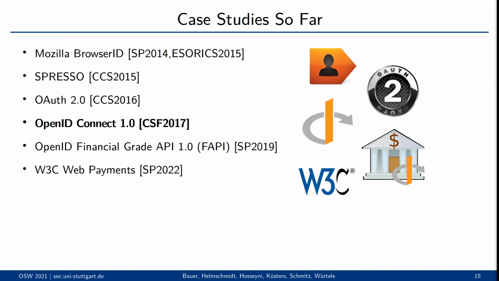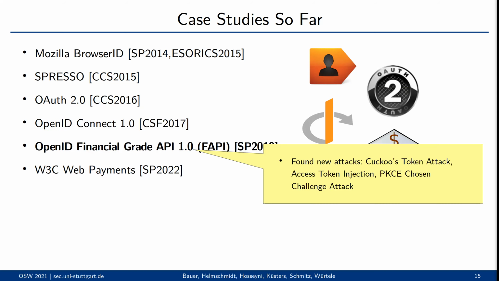Then our group analyzed OpenID Connect, and we were able to prove that the protocol is secure. And then we continued with the financial grade API, and we found out that the financial grade API 1.0 is not as secure as it aimed to be. So we found 3 new attacks, and again proposed fixes, and we're able to show that the fixed protocol is secure.